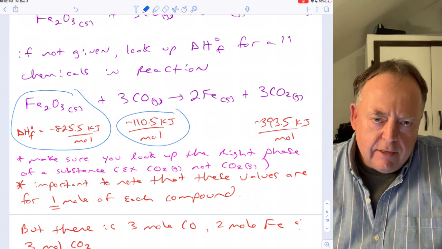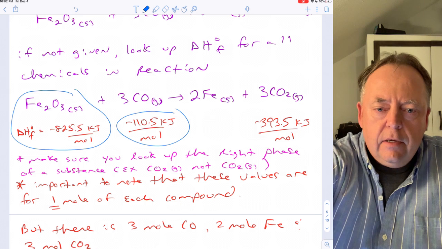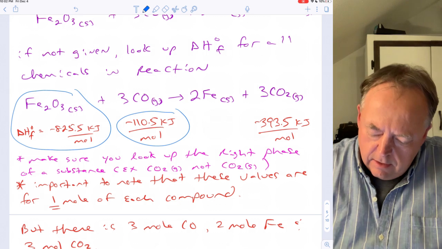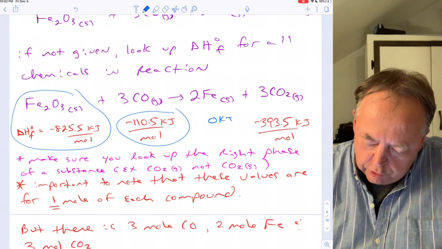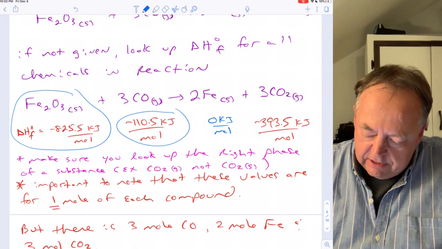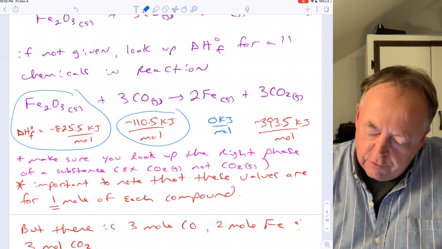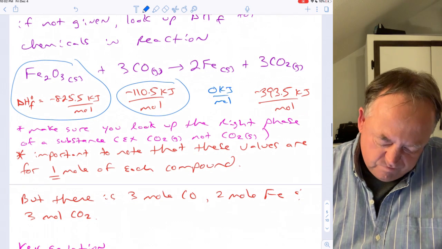Well, what's the elemental form of pure iron? It would be an iron solid, right? A block of iron, so that has 0 kilojoules per mole. And CO2 gas is negative 393.5 kilojoules per mole.